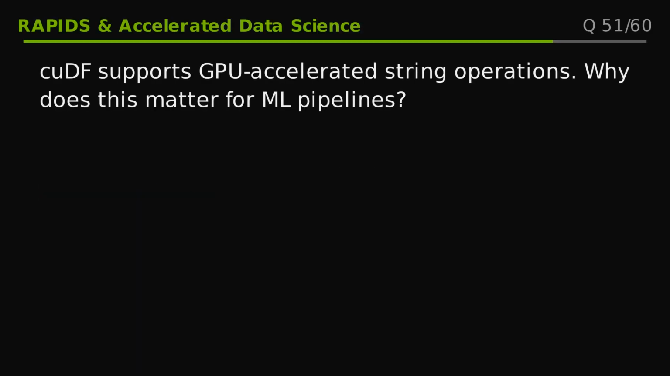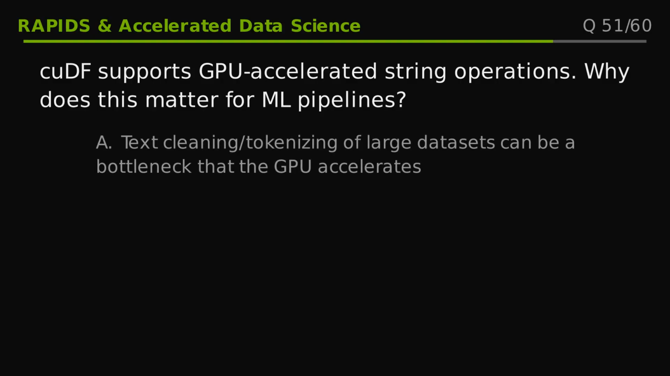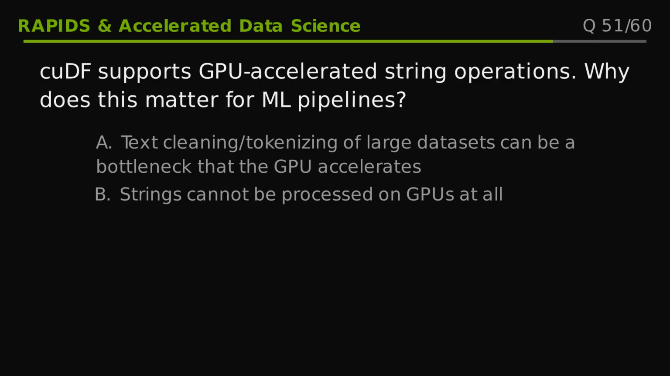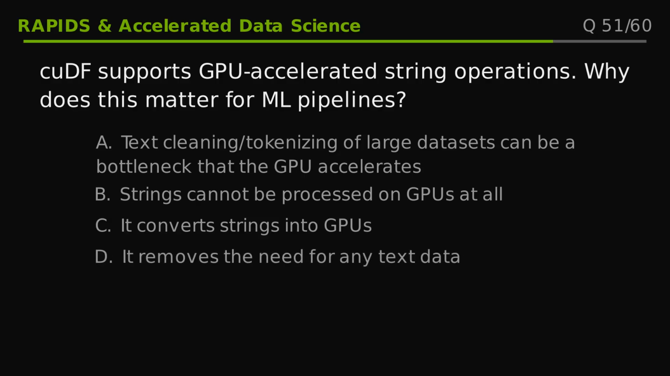Question 51. Nemo supports GPU-accelerated string operations. Why does this matter for pipelines? Option A. Text cleaning and tokenizing of large datasets can be a bottleneck that the GPU accelerates. Option B. Strings cannot be processed on GPUs at all. Option C. It converts strings into images. Option D. It removes the need for any text data.